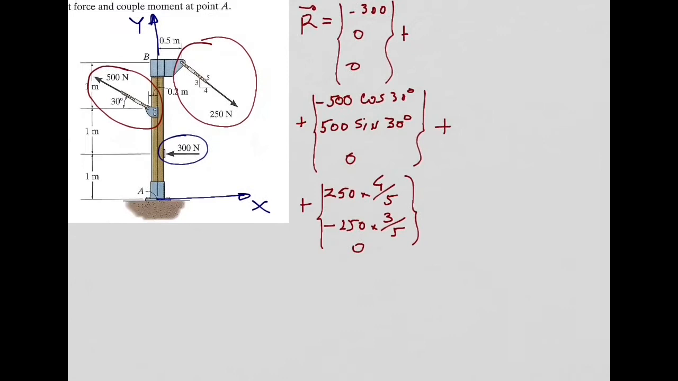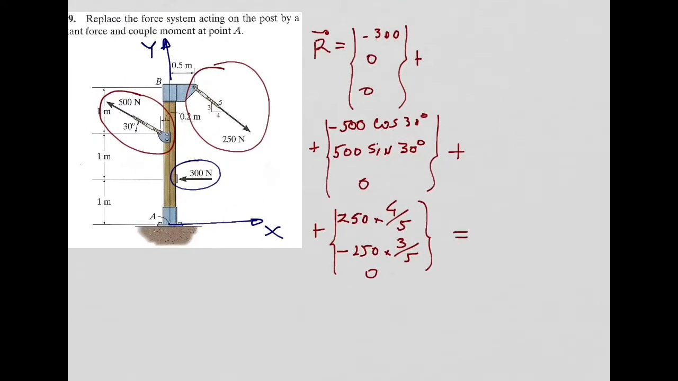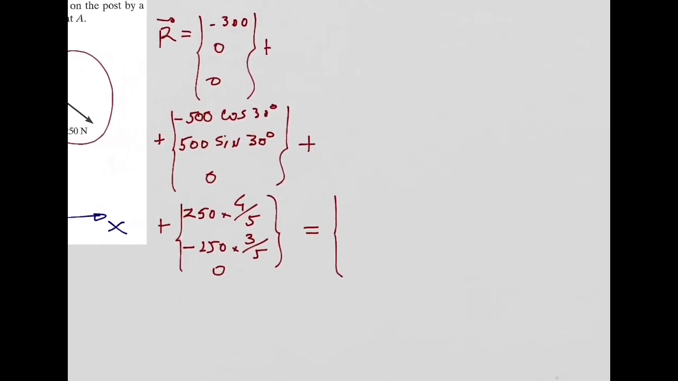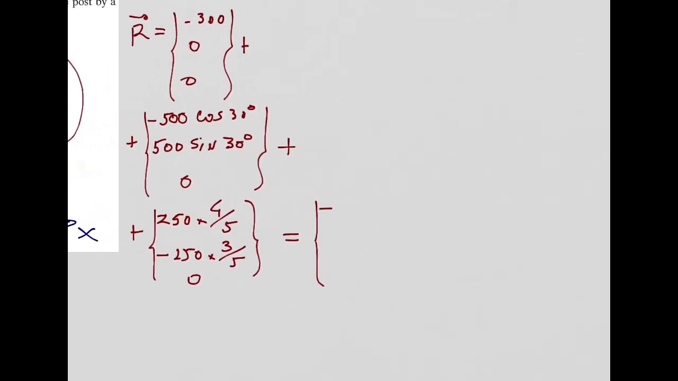So it means this resultant vector is going to be equal to, can you please do this? So you have minus 300, minus 500 cosine of 30, plus 250 times 4/5. How much is this, please? Can someone do the calculations for me? Minus 533. Minus 533. So I'm going to just replace that one here. Minus 533. That's it.